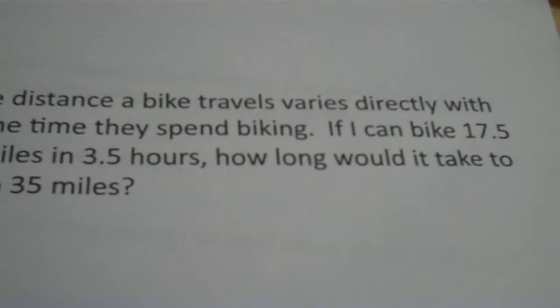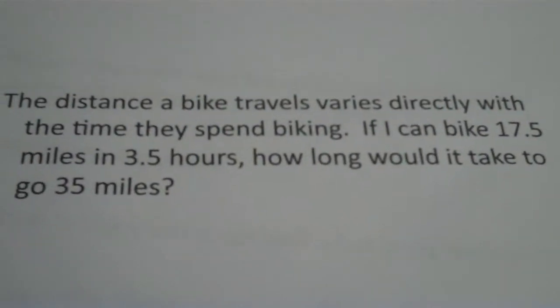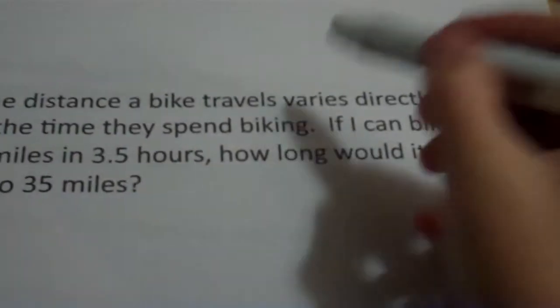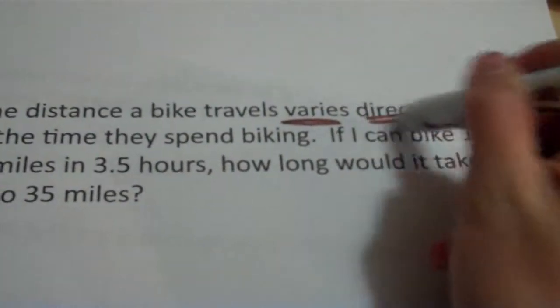This next one I actually need you to write down. You might not write down every word of it, but you do need to write it down. I'm going to read it to you. The distance a bike travels varies directly with the time they spend biking. And these words, varies directly, are very important.